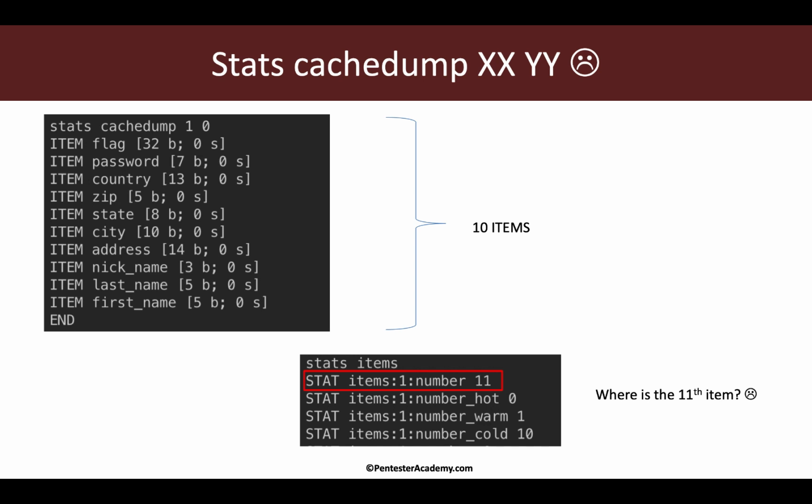Under certain circumstances, this command will not work, and we have to look at more advanced ways of attacking it. So here is an example where, if you notice, stats items shows that there are 11 items. But when you do a stats cache dump 10, even though there's really only a single class ID here, 1, you'll find the number of items that we have found is only 10. So we have 2, 4, 6, 8, and 10. So the question arises, where is the 11th item, right?